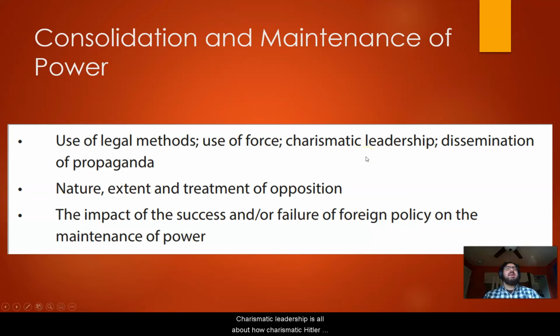Charismatic leadership is all about how charismatic Hitler was and how he was very convincing, very persuasive, and in a way like a lovable character or a godlike figure that convinced people to think, yeah, Hitler's the guy and the Nazi Party is the people we want to work with. And the dissemination of propaganda. This is a little complicated because dissemination essentially means to spread out, to send this propaganda and the effective ways and methods that they do that.